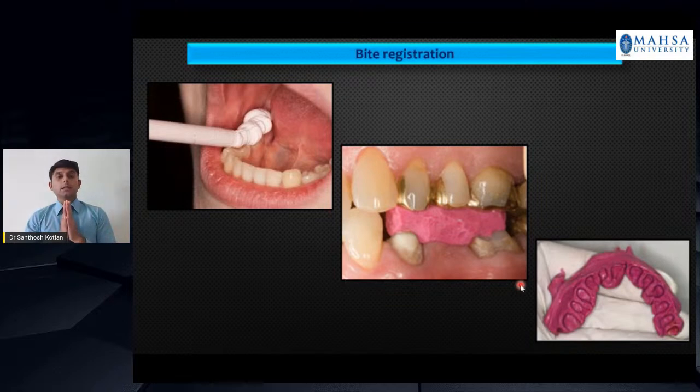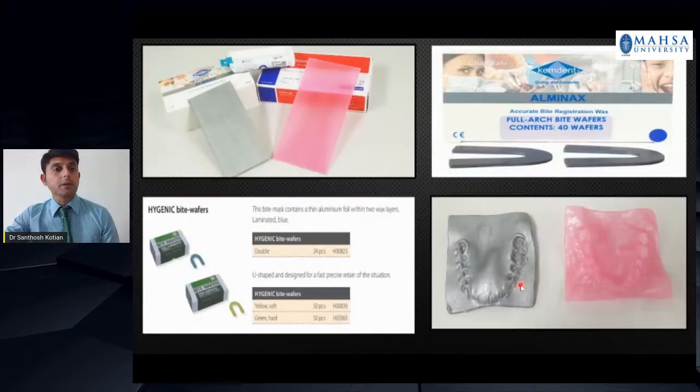Once the impression is done, the next thing is you have to do a bite registration. Bite registration for a single crown or a 3-unit bridge, you always do in MI, maximum intercuspation. No need of doing centric relation unless you're going for full mouth rehab. The most common material used is polyvinyl siloxane bite registration impression material. So make sure you place it properly, make sure the patient bites properly to get a proper impression.